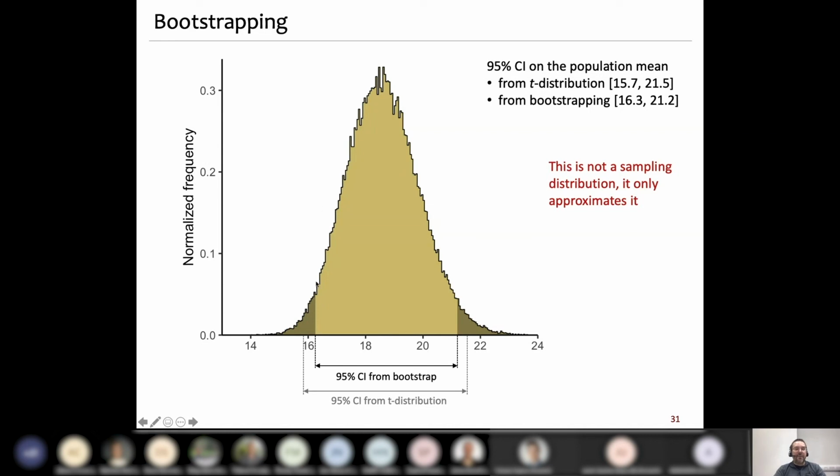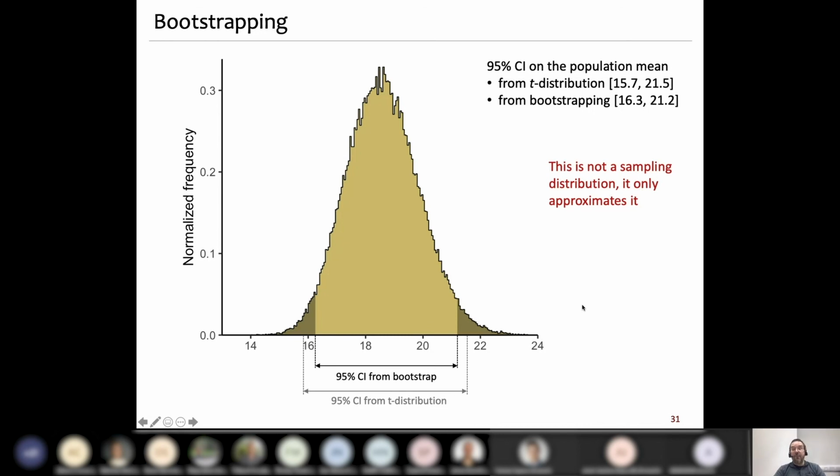And once we have this distribution, this is just a set of numbers. And we can calculate cutoff. We can simply cut off 2.5% of all samples here, 2.5% there. And this is the 95% confidence interval from bootstrap. And if you do a standard t distribution calculation, this is the confidence interval from t distribution. They are not identical, but they are quite similar.